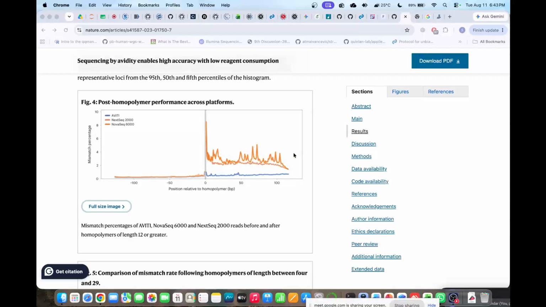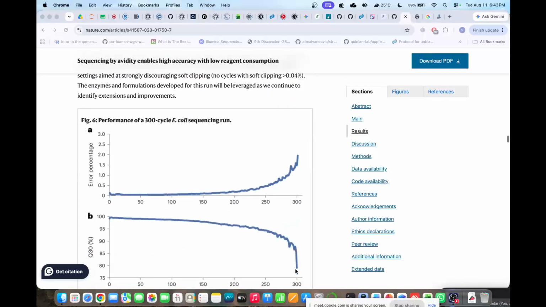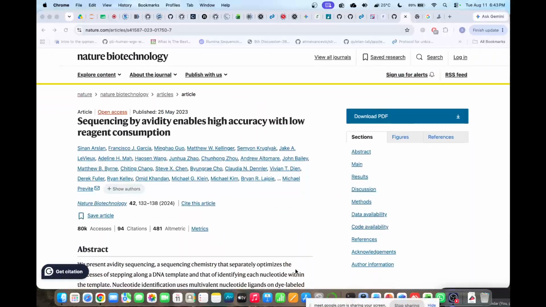Yeah, okay. So you can take a look at this paper. This is a very decently written paper where you can understand what is happening.